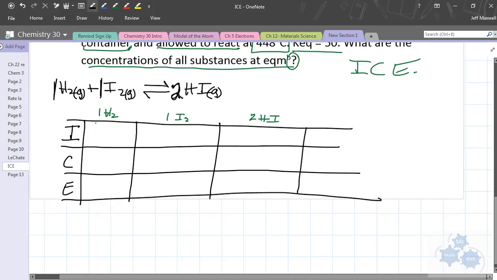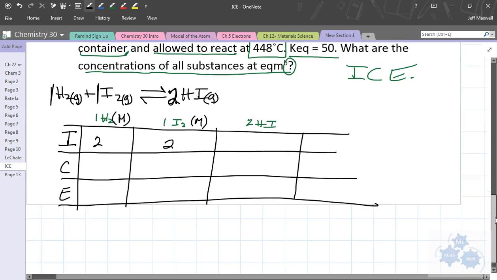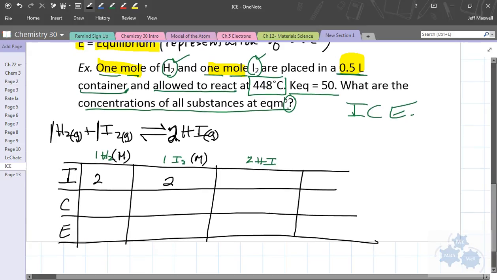So, initial concentrations, we said 2 molar, right? We're going to fill out the first part of this. 2 molar here, 2 molar here, since it's 1 mole of each in a 0.5 liter container. Now, how much HI do we have initially? Initially, none. So it's going to be a 0 there.